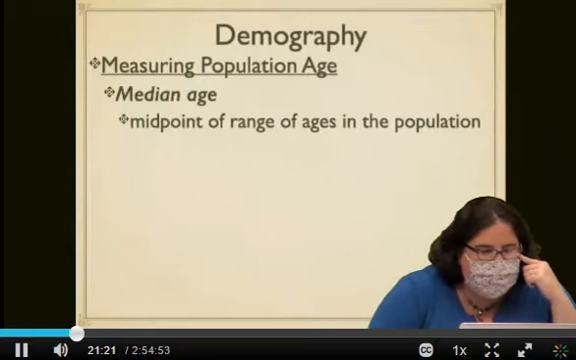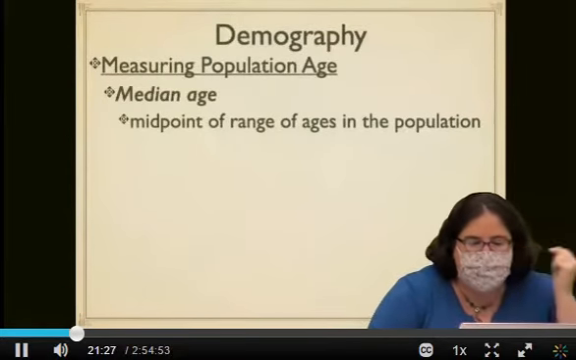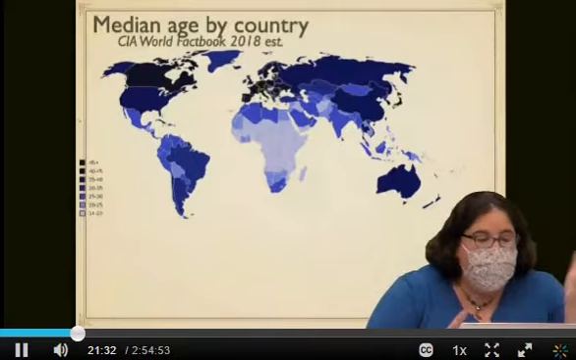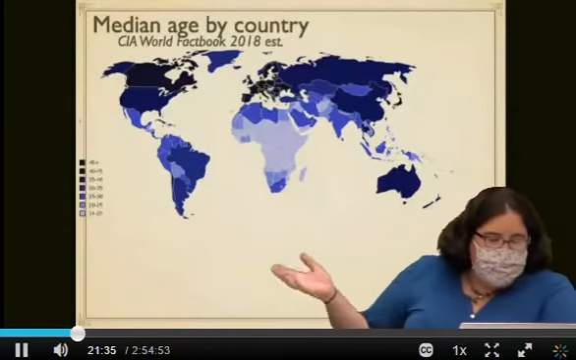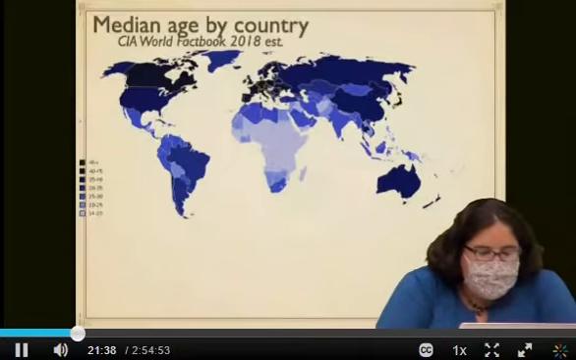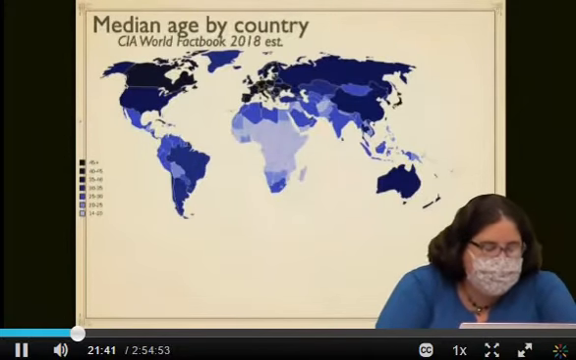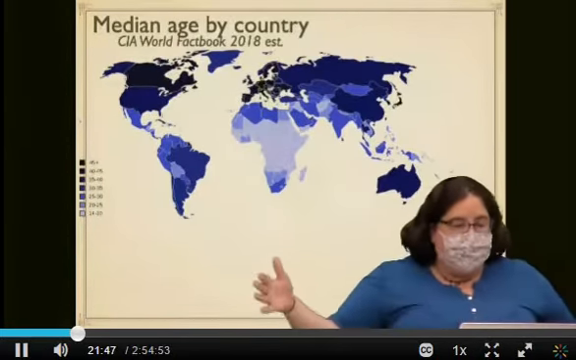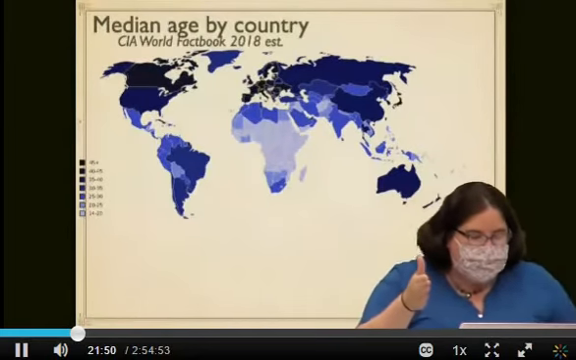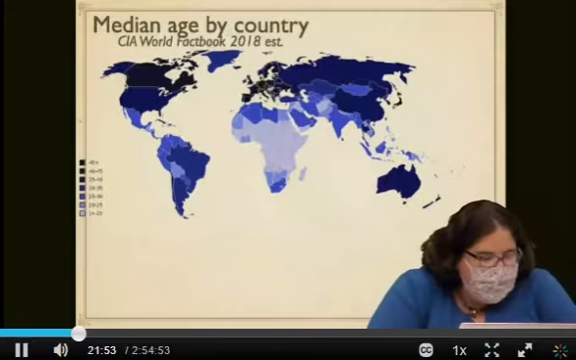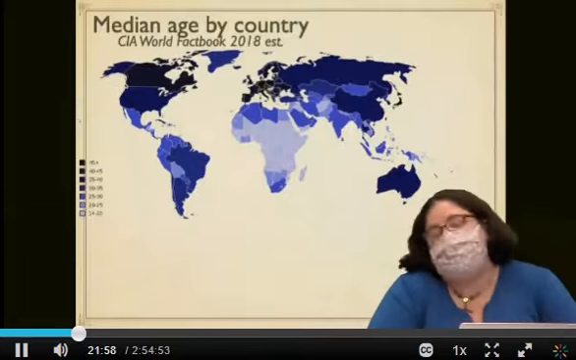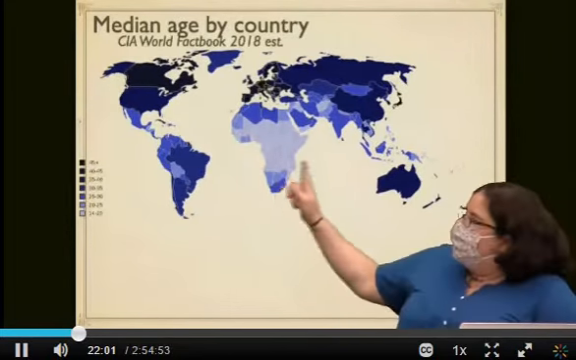So here is a map, and I'll let you write down the midpoint in the range of ages of a population. Here is the median age by country. The highest median age in the world is in Japan, which is in stark contrast. The median age in Japan was 47.3. So of all the people in Japan, you line them up, the person in the middle is 47. Remember, the U.S. was 38. In sub-Saharan Africa, places like Mali and Uganda, the median age was 15. That's where these much lighter countries are.